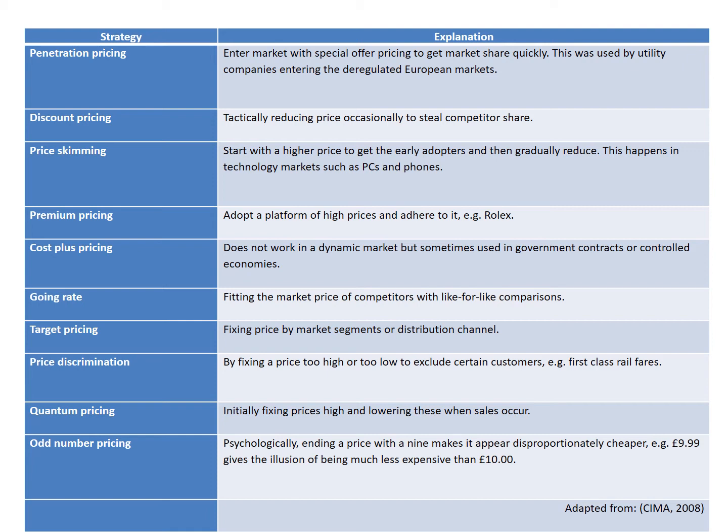Odd number pricing. Psychologically ending the price with a 9, making it appear to be disproportionately cheaper, like something priced at 9.99, when actually the price is £10, but you price it at 9.99, which is illusional. Odd number pricing. So these are the pricing strategies generally a company is using. Penetrative pricing, discount pricing, skimming, likewise.